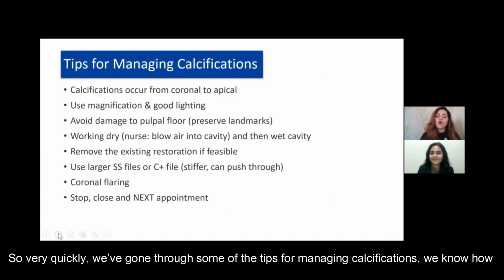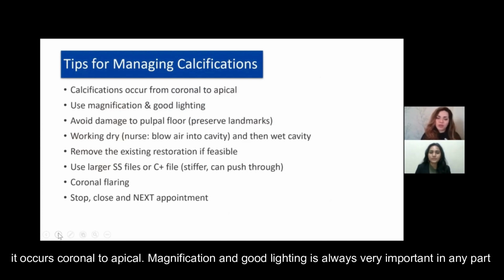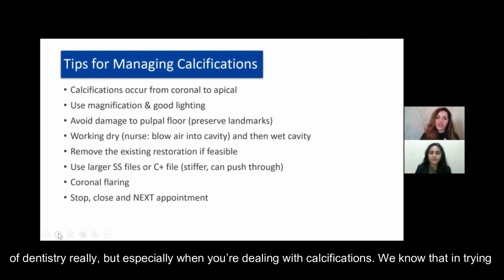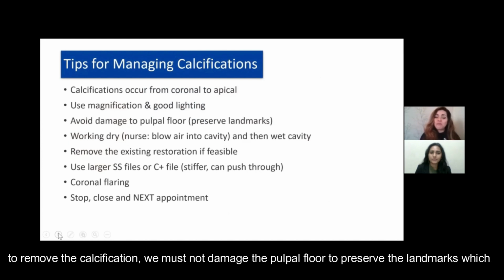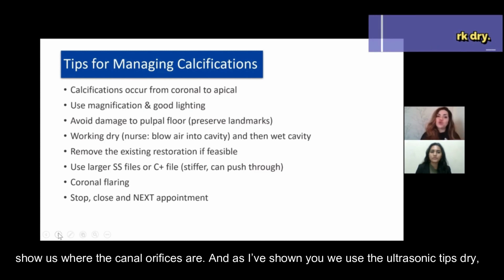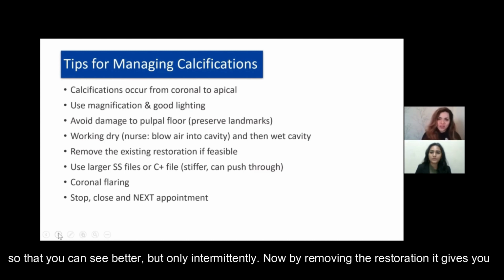So very quickly, we've gone through some of the tips for managing calcifications. We know how it occurs, coronal to apical. Magnification and good lighting is always very important in any part of dentistry, really, but especially when you're dealing with calcifications. We know that in trying to remove the calcification, we must not damage the pulpal floor, to preserve the landmarks which show us where the canal orifices are. And as I've shown you, we use the ultrasonic tips dry so that you can see better, but only intermittently.